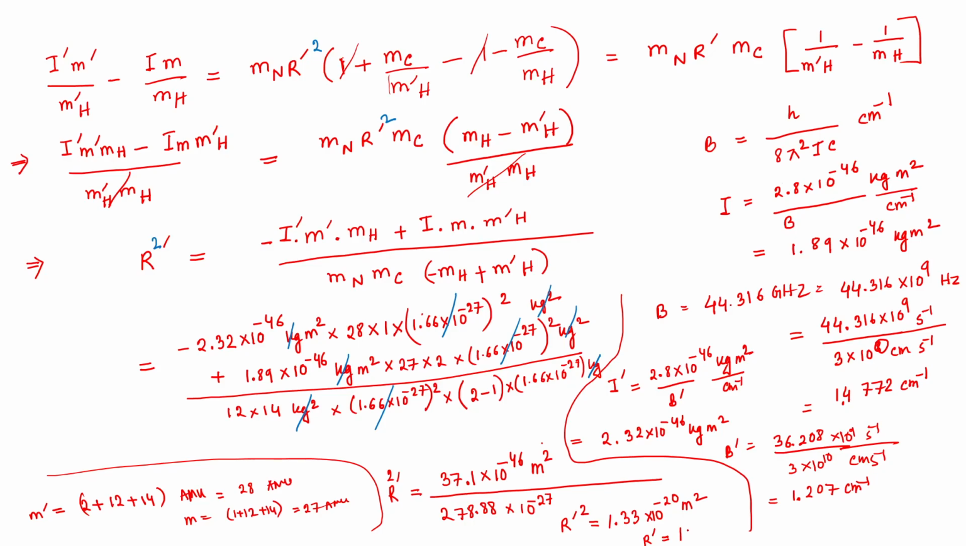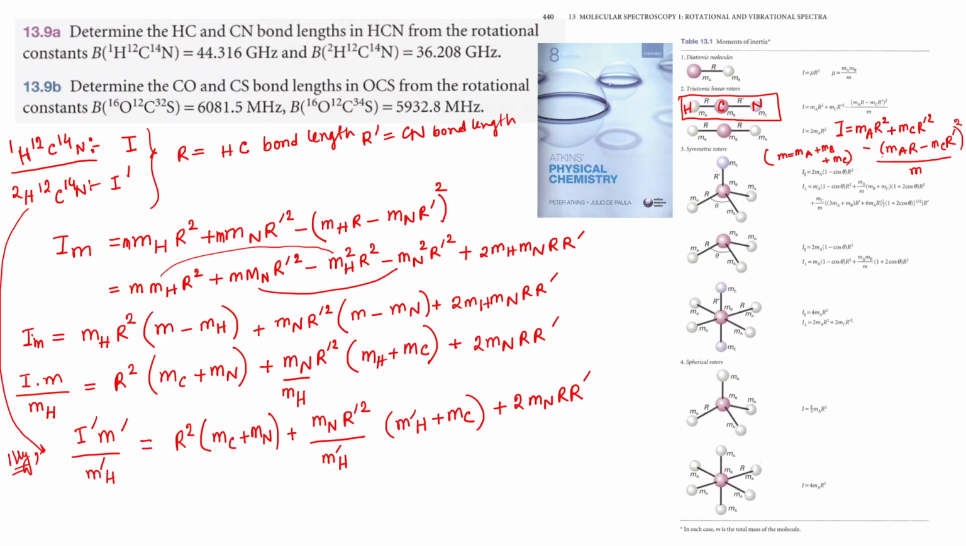1.15 into 10 to the power minus 10 meter, and r dash is 115 picometer. Now what you can do, as you can see, these are two equations, equation 1 and equation 2. So you can put either the value of r dash here and you can get the value. So I'll write it here. Now you got your r dash value as 115 picometer.